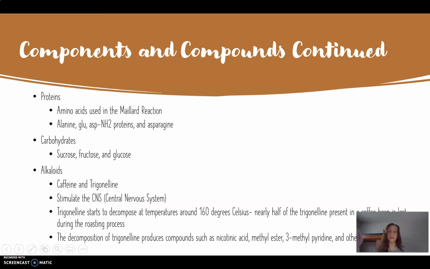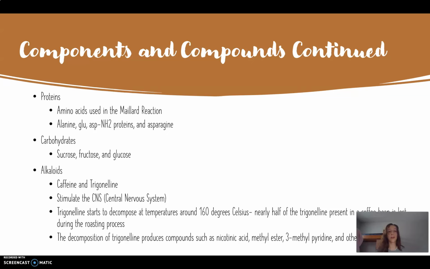More components and compounds. Proteins, the amino acids are used in the Maillard reaction. The common proteins you'll find in coffee are alanine, glutamic acid, aspartic acid, and histidine proteins, and asparagine.